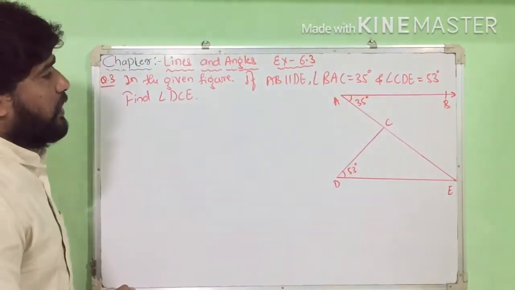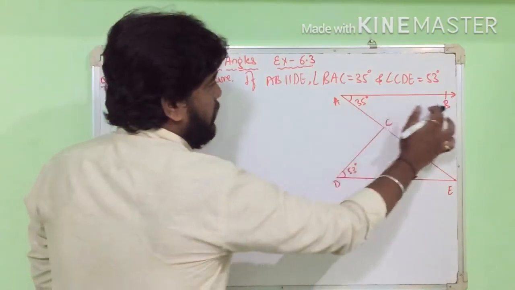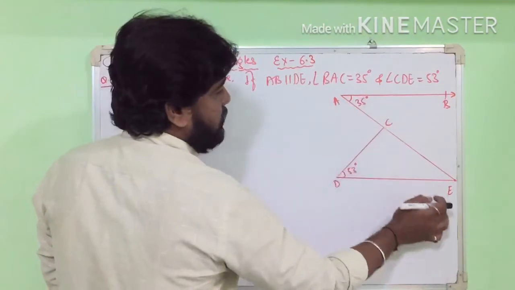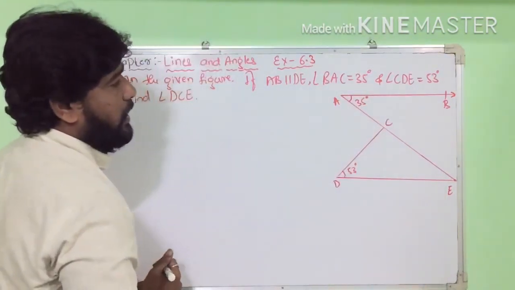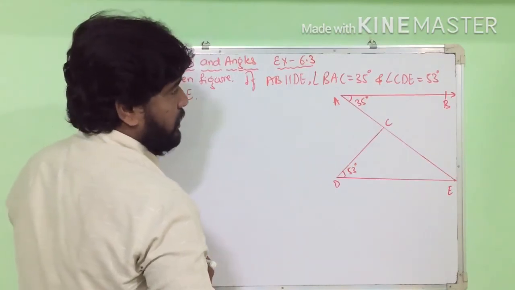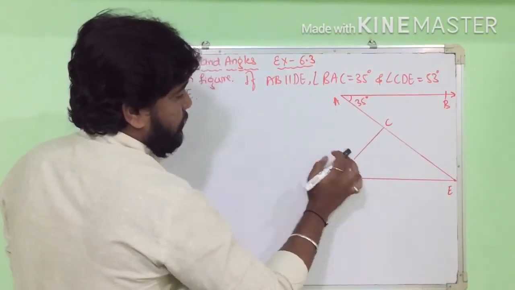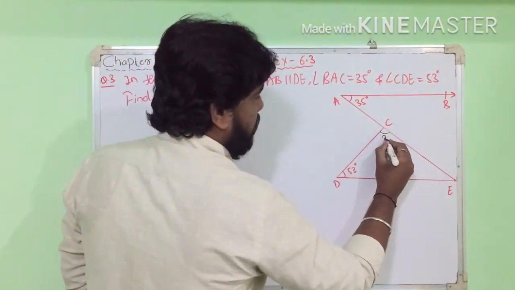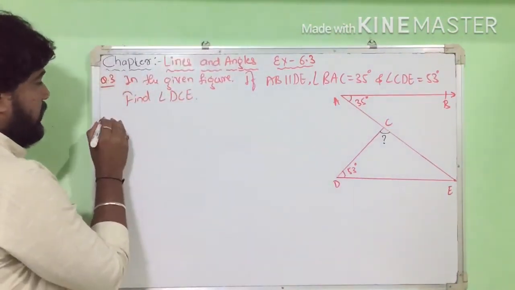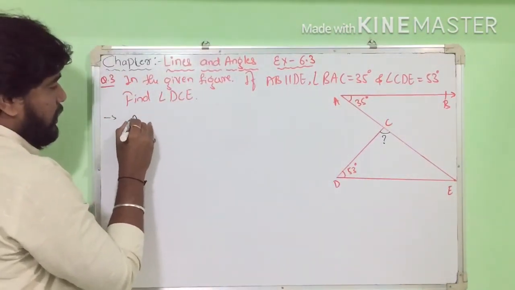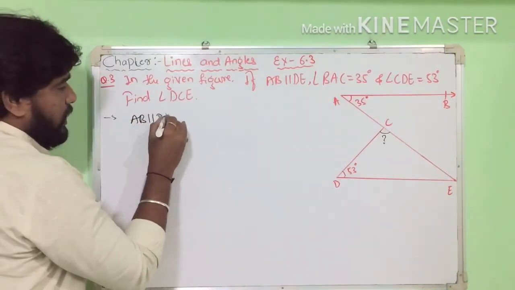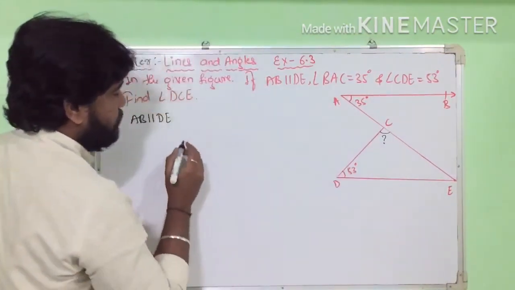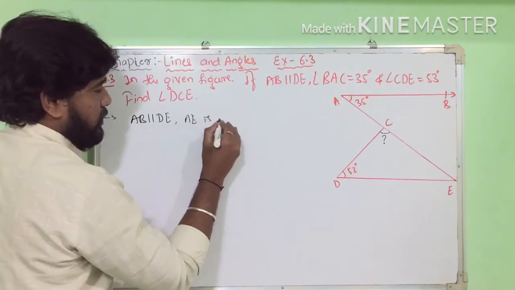In the given figure, if AB is parallel to DE, and angle BAC is 35, this angle is 35, and another angle CDE is 53, then find the angle DCE. So we want to find out this, right? So let me solve here. First, what they have given: AB is parallel to DE. So AB is parallel to DE means AE is a transversal line here.